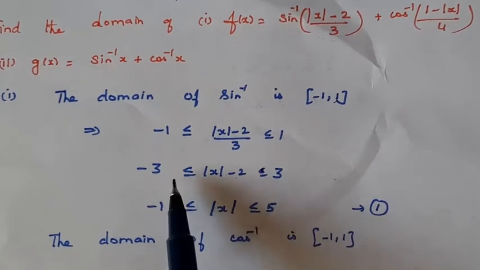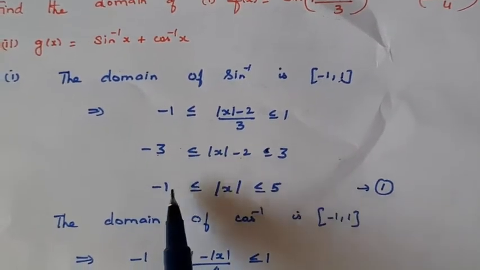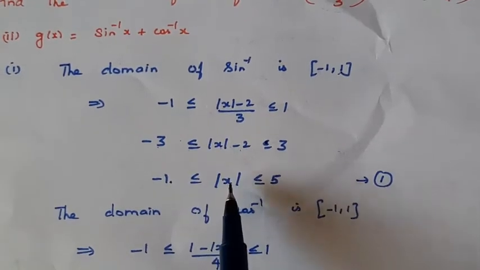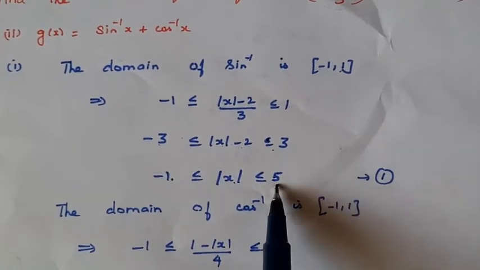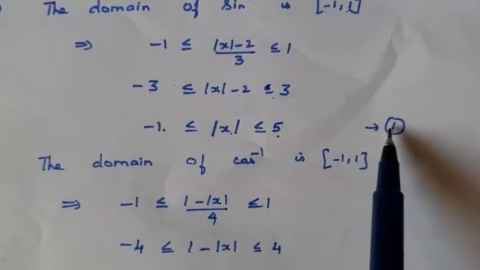Again adding 2 throughout in order to remove this minus 2, you will have minus 3 plus 2 as minus 1 less than or equal to modulus of x less than or equal to 3 plus 2 as 5. Okay, let it be equation number 1, that is, let us consider this inequality to be 1.